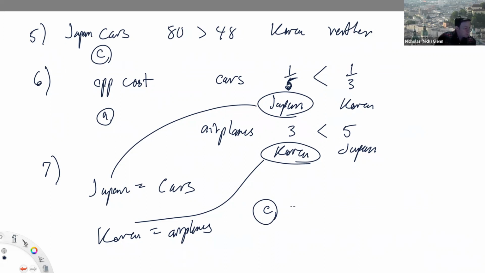All right. Refer to table 1. Assume Japan and Korea each had 24 hours of labor available. Originally, each country divided its time equally between the production of cars and airplanes. Now each spends all its time producing the good in which it has comparative advantage. As a result, the total output of cars increased by what?